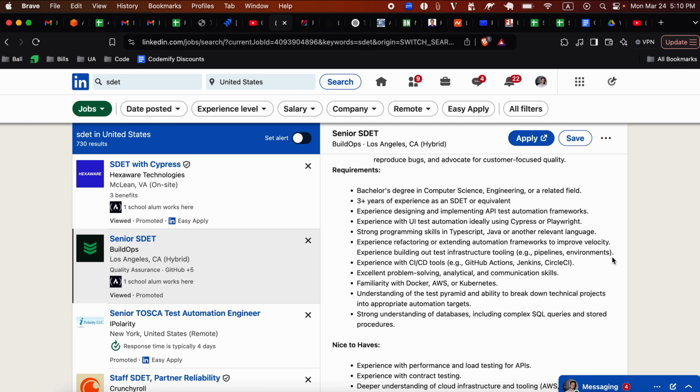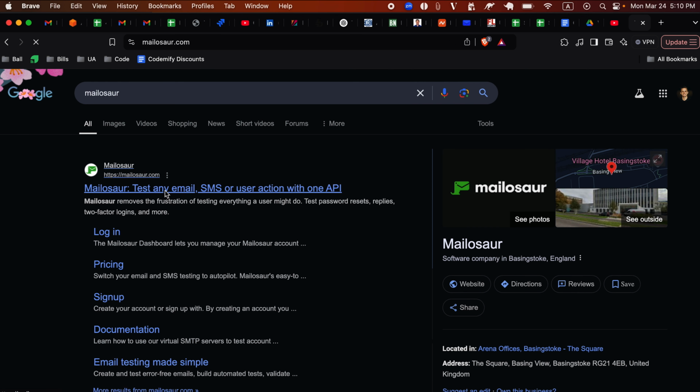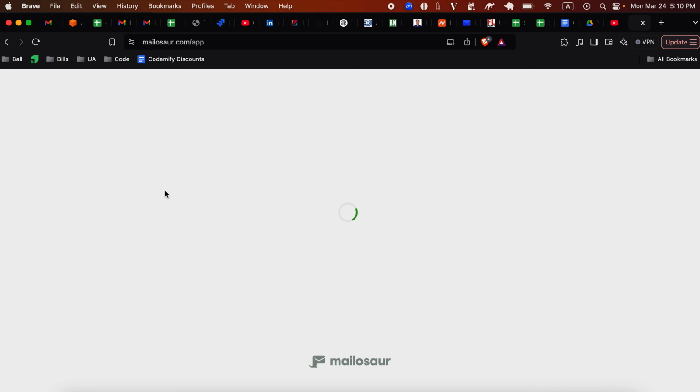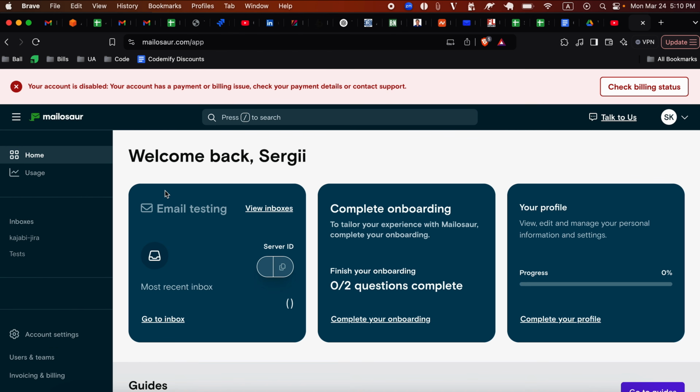Experience refactoring and extending automation frameworks to improve velocity. In human words, if you have ever implemented anything, for example, our students sometimes implement Mailosaur, it's one of the examples. You can simply go to this website right here, build a test automation framework from scratch. Go to this website. Your account is disabled. Thank you. I haven't used it for ages.